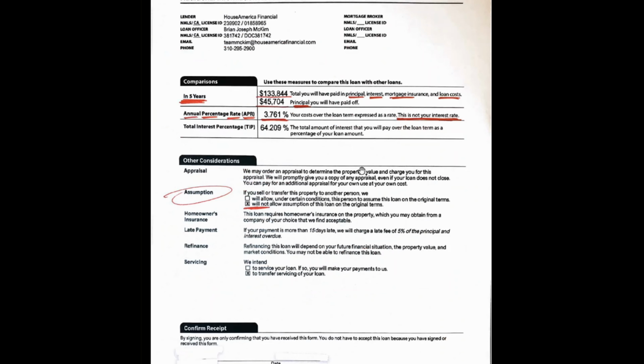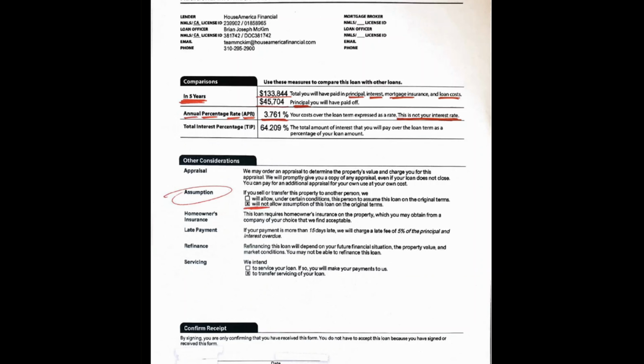Then on page 3, there's one number that I want to speak about. That's the APR, or the annual percentage rate. This is not the rate that you pay on your mortgage. This is not what your payments are based on. This is an expression of the total cost of the loan over the life of the loan.